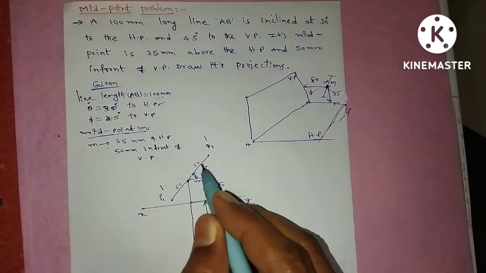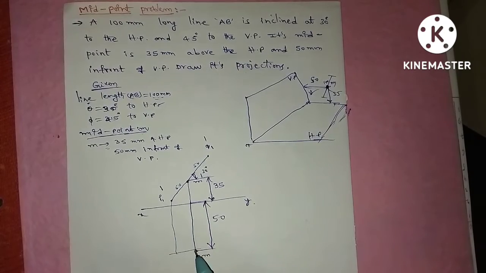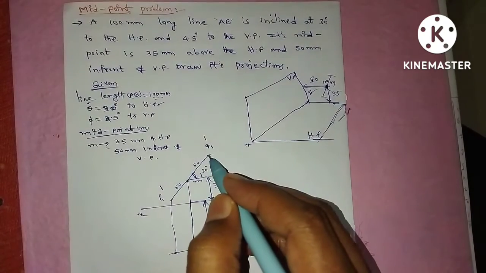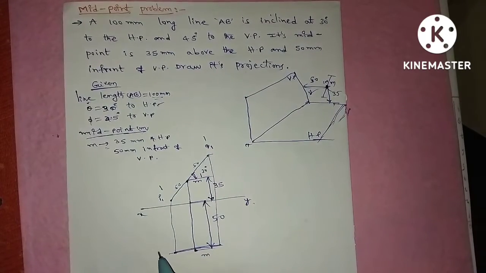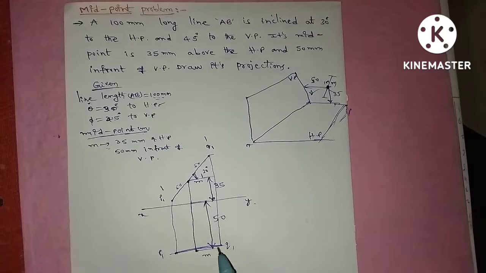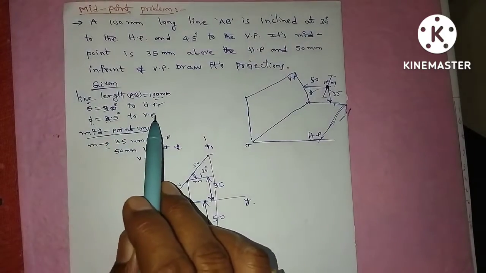For the top view, project that line below the XY line. It is a horizontal line, so it comes below the XY line by 50 mm. So P1 and Q1 is the top view when it is inclined at 30 degrees to HP.